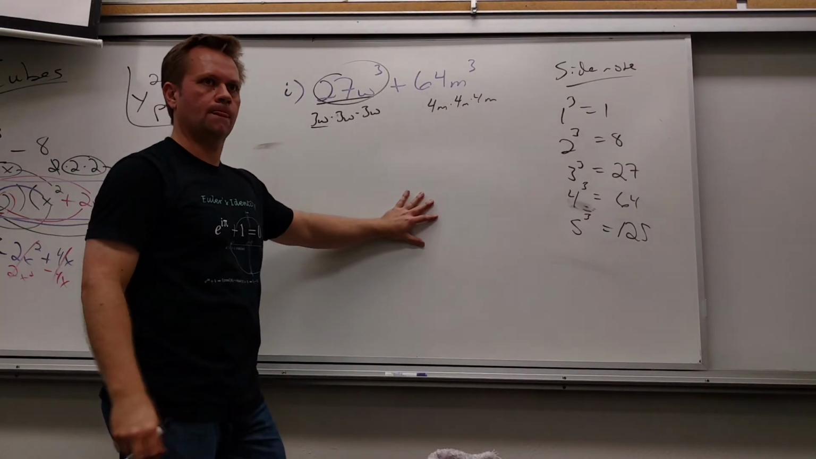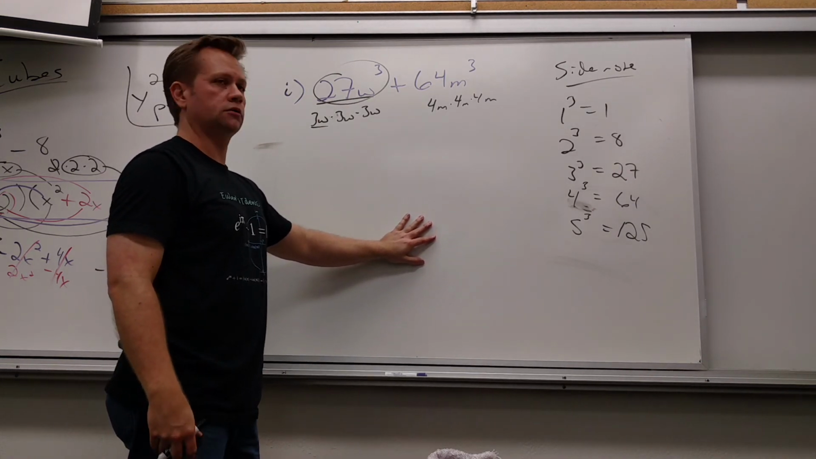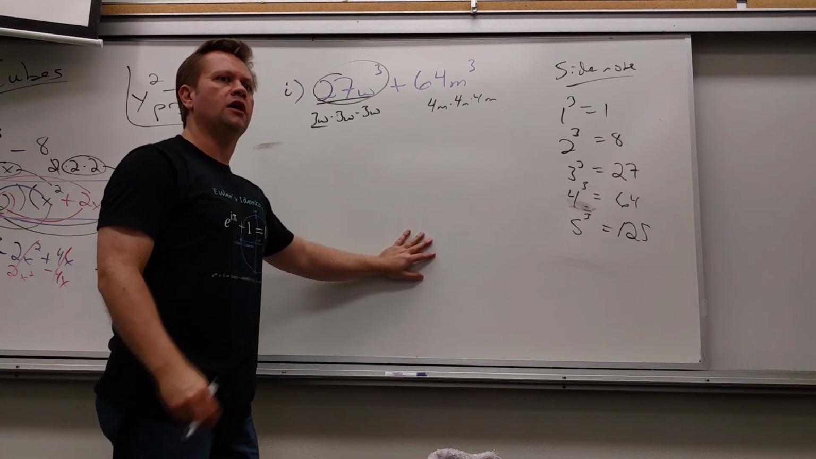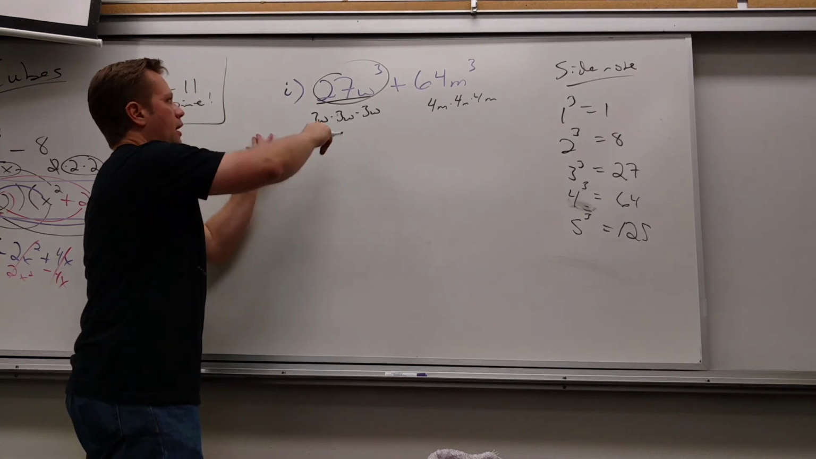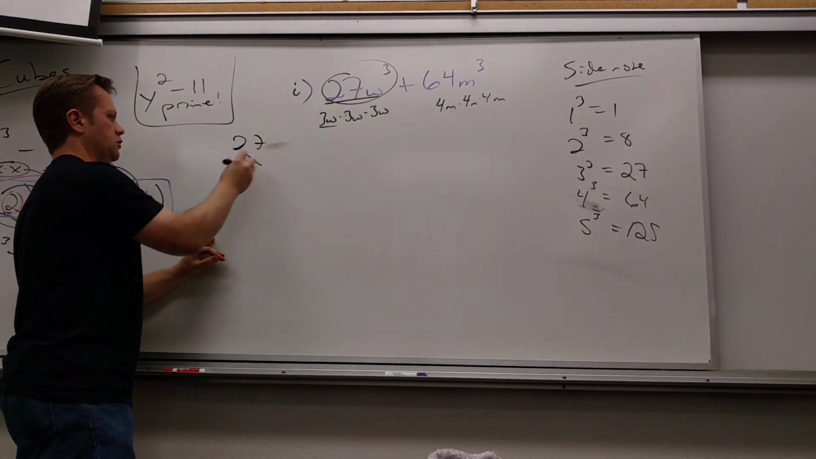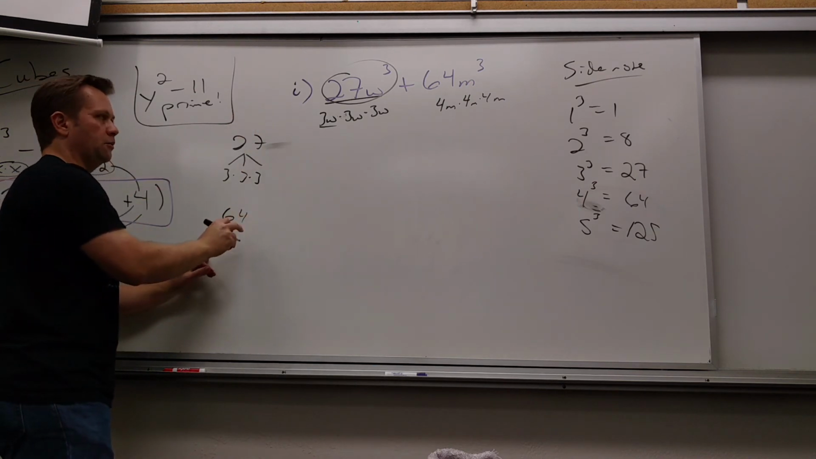27, I can divide it by 3 to get 3. But 64, can I divide it by 3? I can't. You're not dividing by 3. I know, I didn't divide 27 by 3 necessarily. I broke 27 up into its prime factor parts. Now 64, I'm not going to break up into prime.